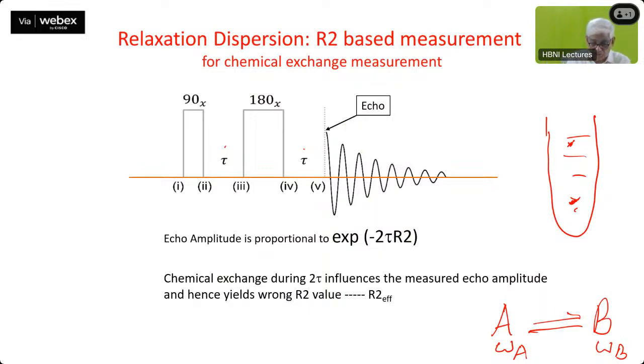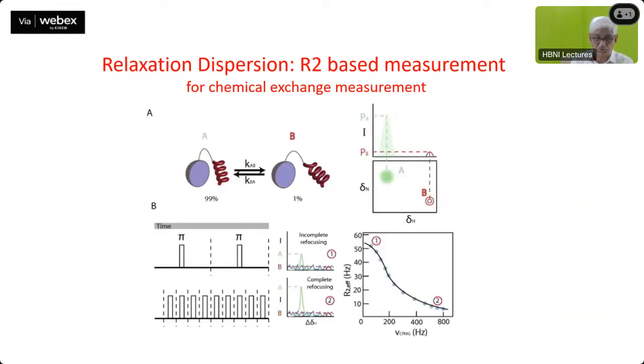So we call that R2 value R2 effective. Chemical exchange during the tau periods influences the measured echo amplitude, and when you try to fit this to an exponential, you will get an R2 value, but it is not the true T2 or the true R2. It is the so-called effective R2.